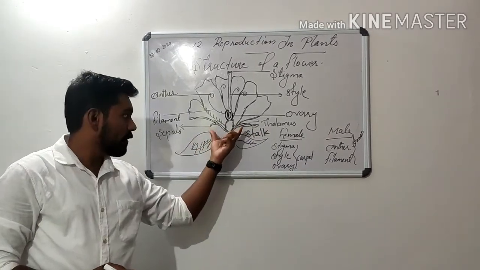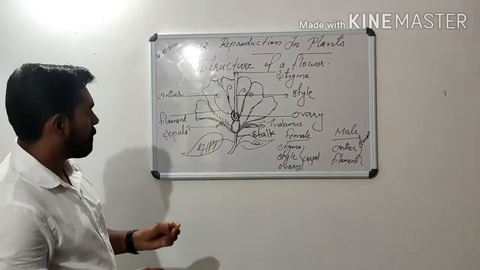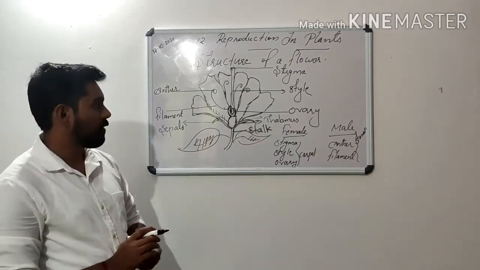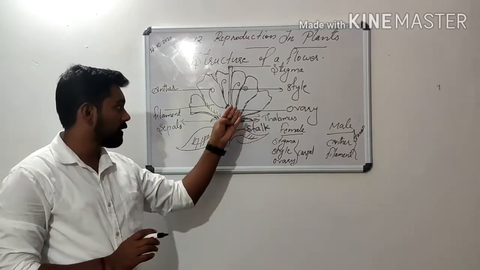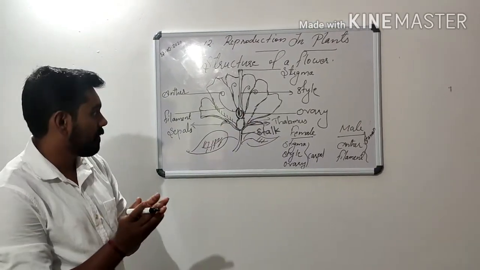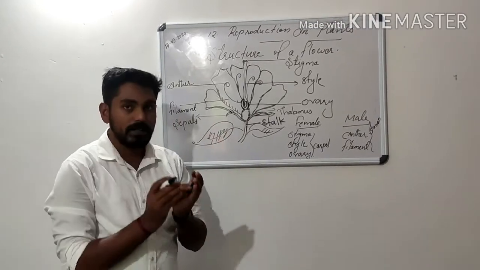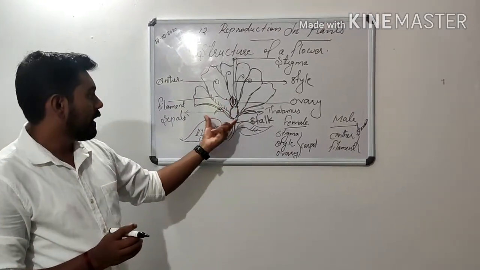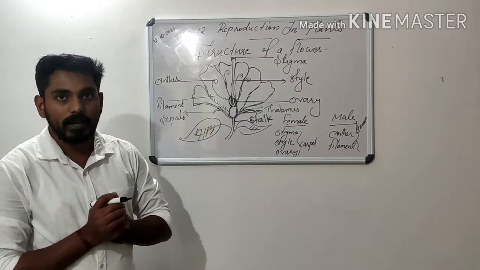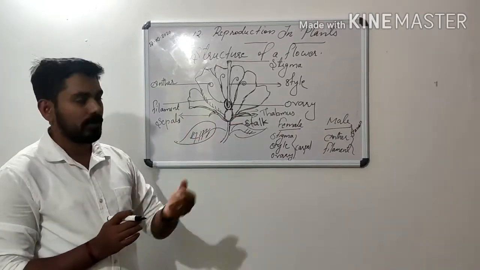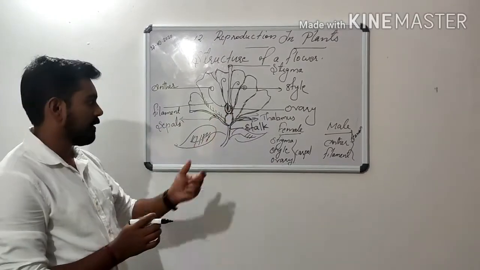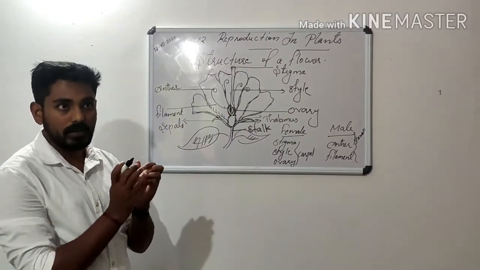What is the function of the sepal? The sepal protects the flower. How can it protect the flower? The flower is a very large structure, and the sepal is a small structure. When the flower is a bud, the sepal protects it. So the sepal protects the buds of the flower when it is young.